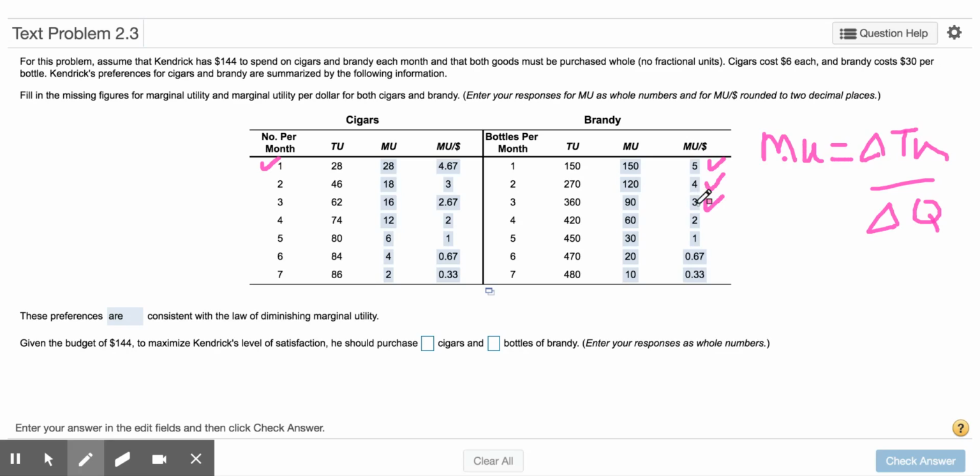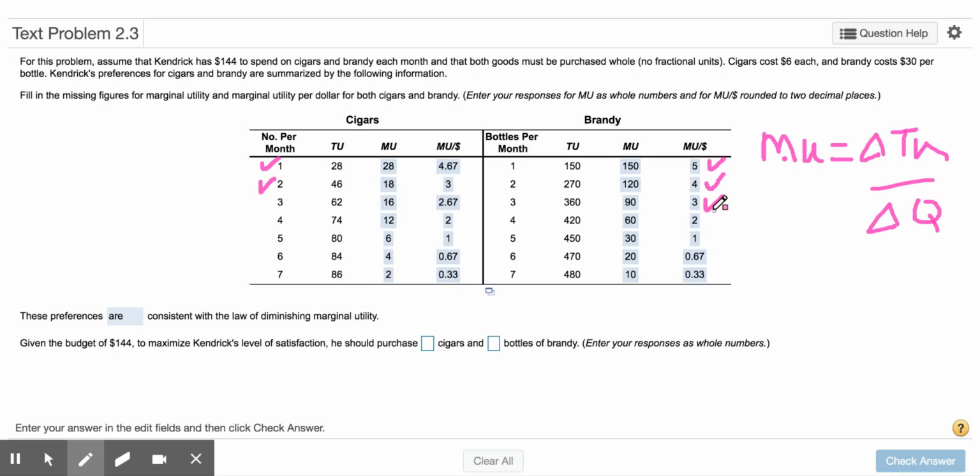Okay, should this person buy the fourth unit of brandy, we give him 2, but if he spends it on cigars, we give him 3. So of course, he should spend it on cigars. Are we still within the budget constraint? Yes, 3 multiplied by 30 is 90, plus 12. That's like 102. So we still have money.